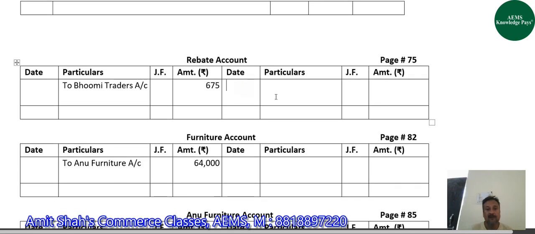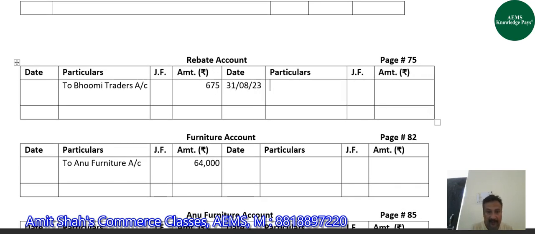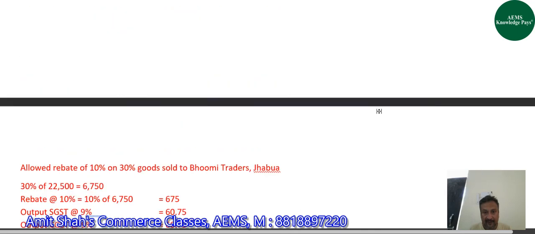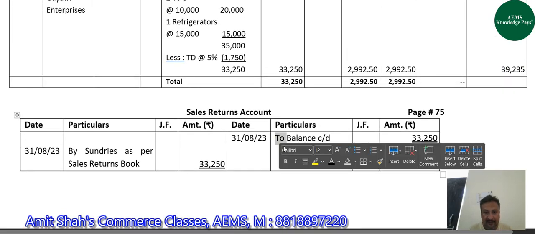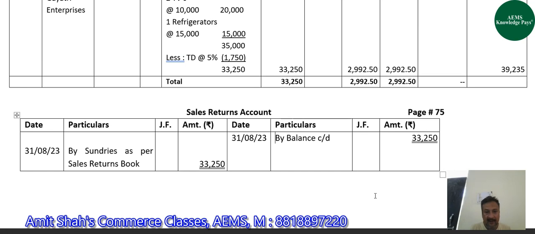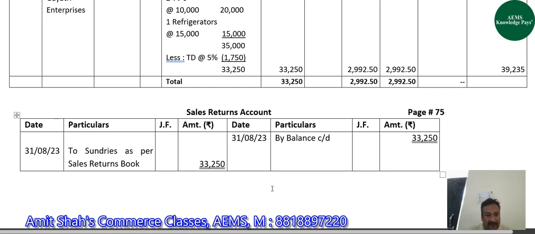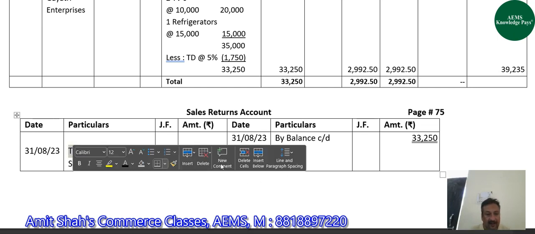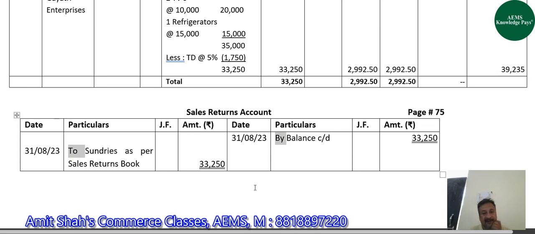Next is rebate account, which has debit balance of rupees 675. Here mistakenly as I've written 'to', it should be 'by balance c/d' in sales return account, and here it should be 'to'. If you also have done this mistake, please correct it, guys. 'To' and 'by' here on the debit and credit side respectively in sales returns account.